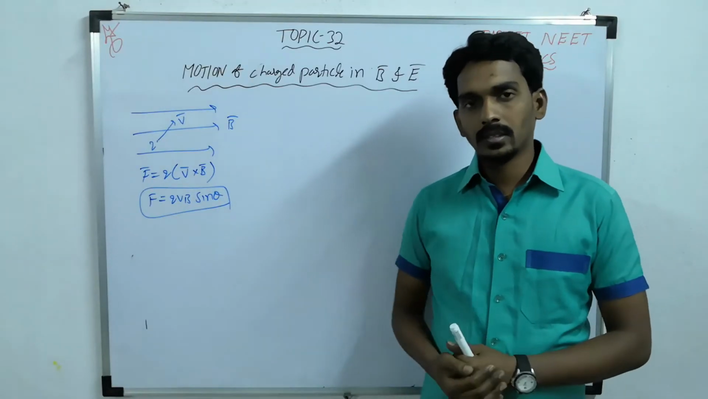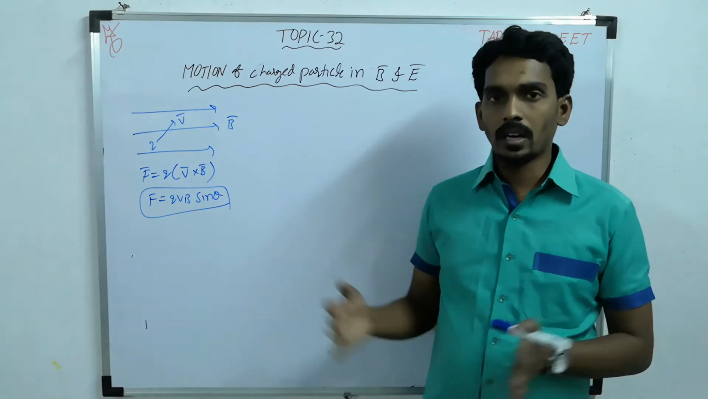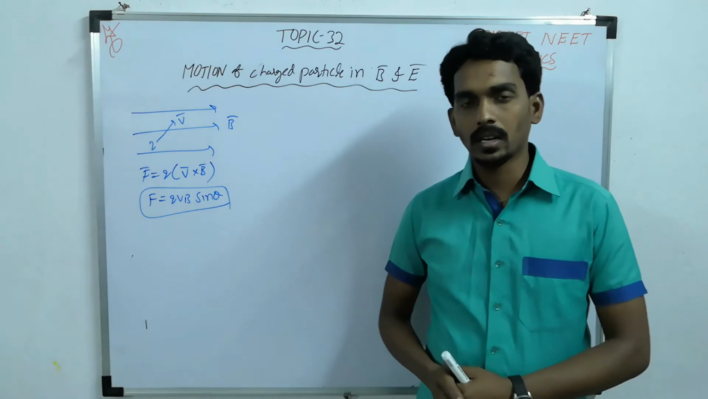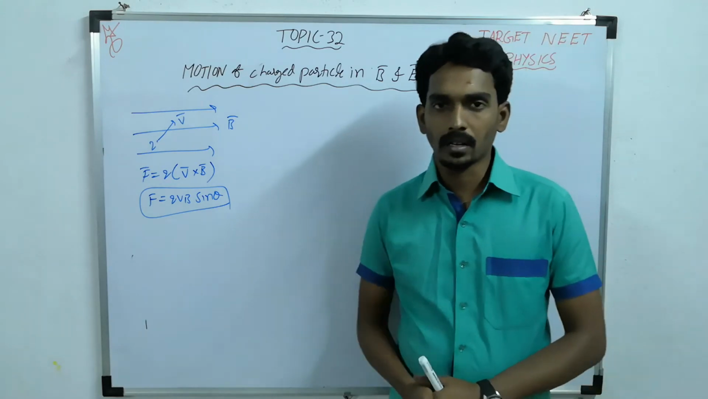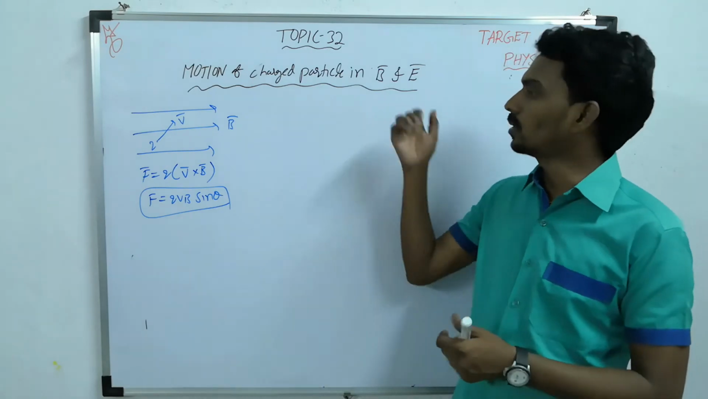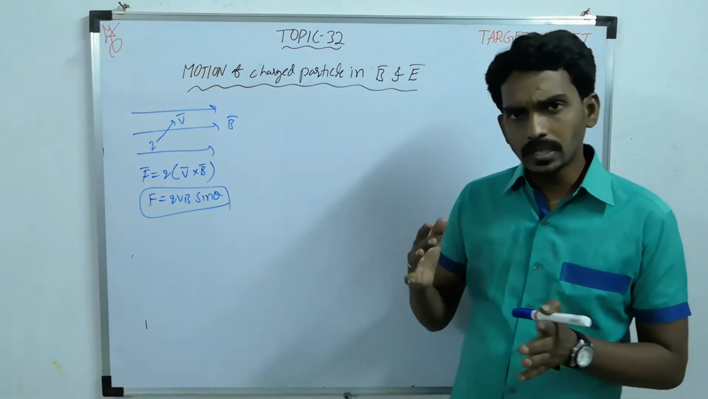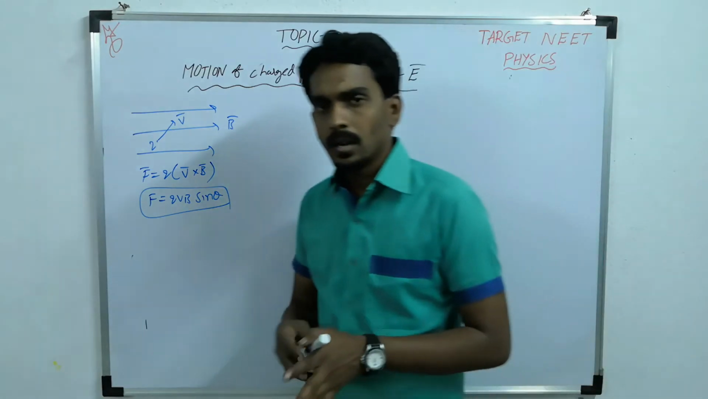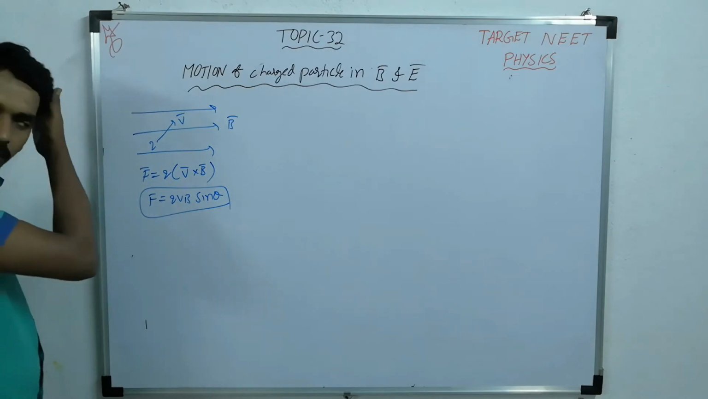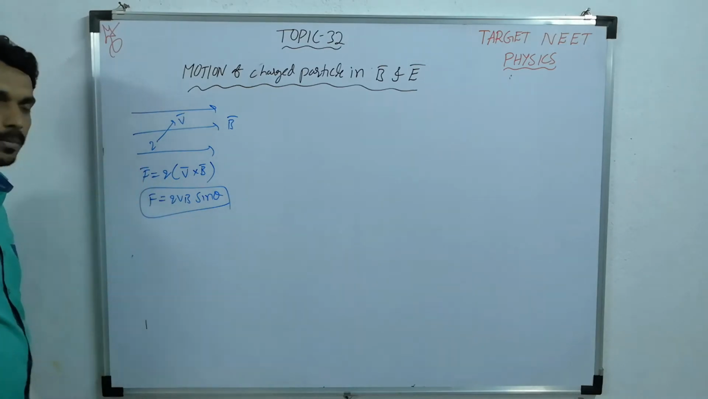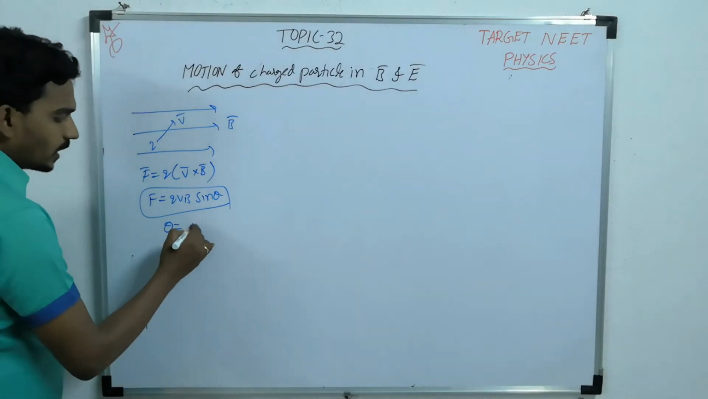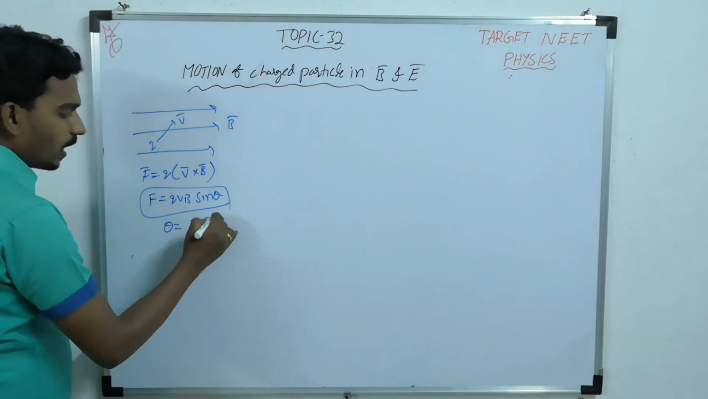Everyone is fine, and in our journey now we reached the 32nd topic, motion of charged particle in E bar and B bar. First let us talk about only the magnetic field, then we talk about the combination. Whenever a charged particle moves in the presence of an external magnetic field, it experiences a magnetic force, that is q into v bar cross B bar, or qvB sin theta, where theta is the angle between v bar and B bar.